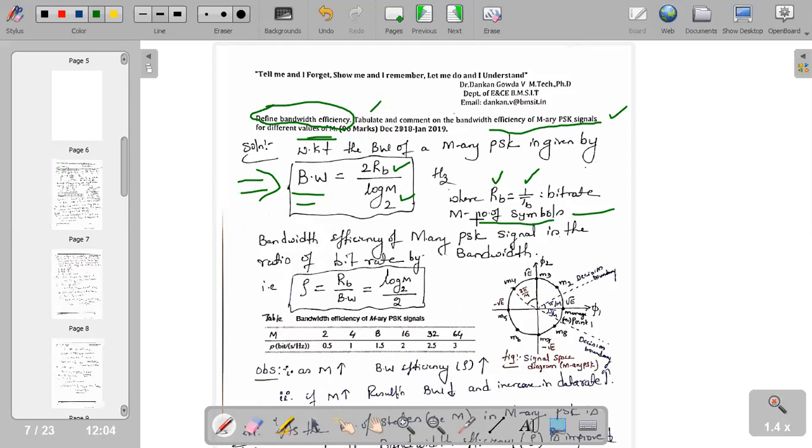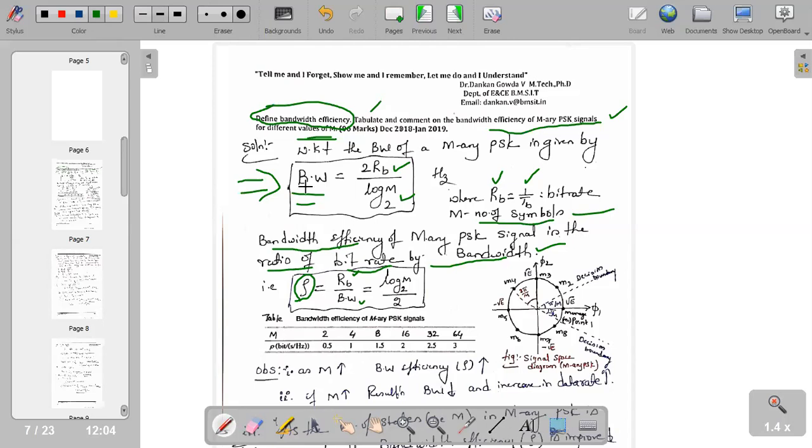So what is bandwidth efficiency? The definition of bandwidth efficiency, in the case of an M-array PSK, is the ratio of bit rate to the bandwidth. That is the bandwidth efficiency rho. The bandwidth efficiency rho of a PSK is defined as the bit rate RB divided by the bandwidth, the ratio of bit rate to bandwidth.